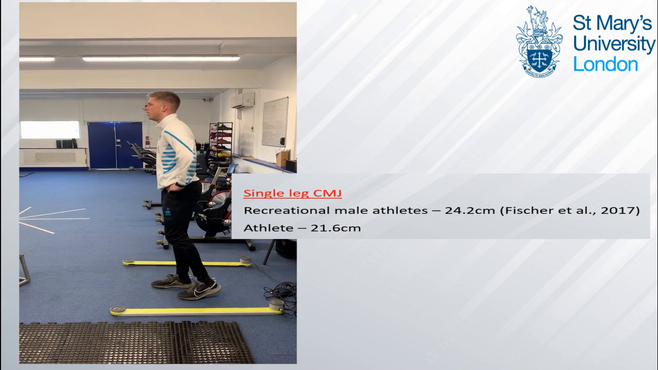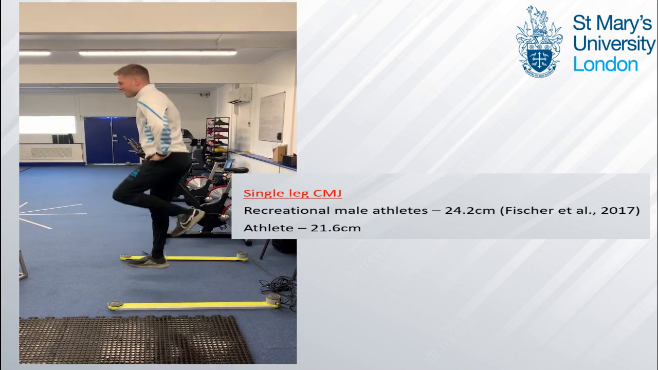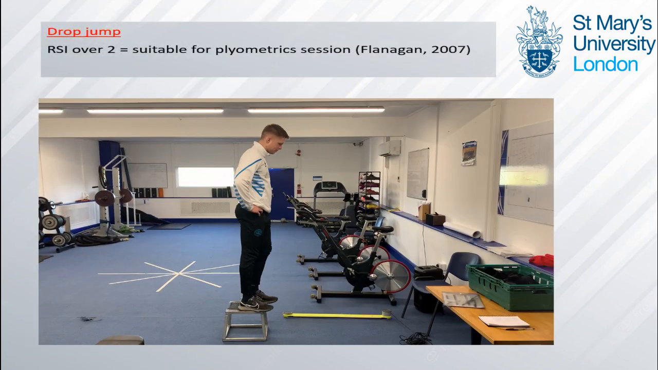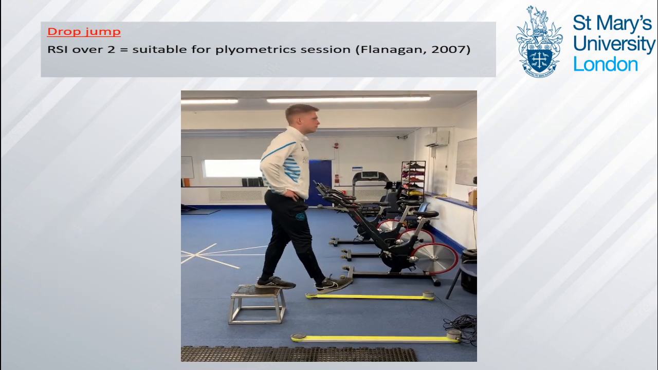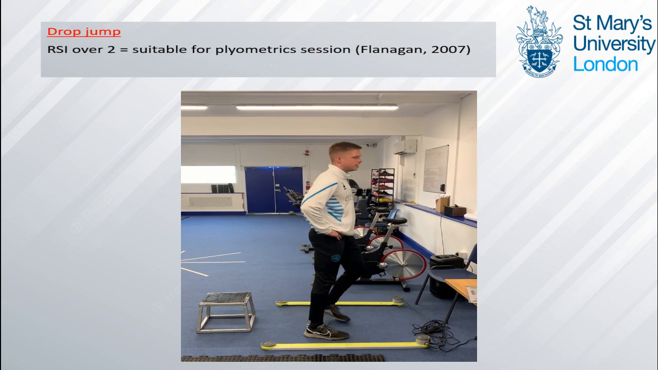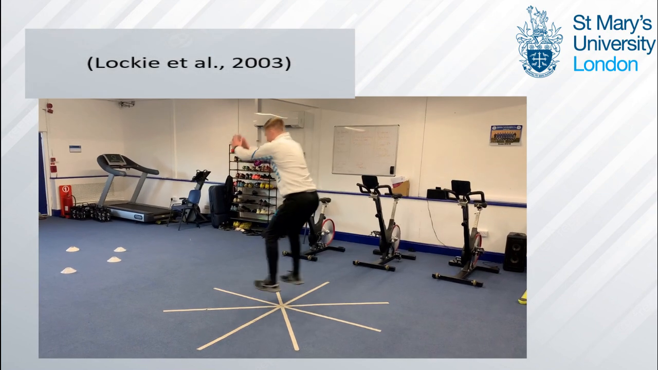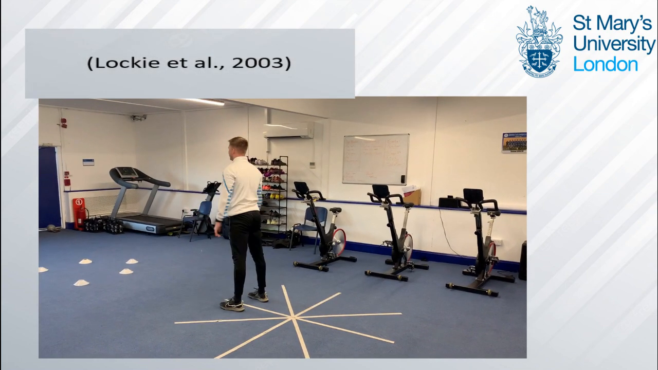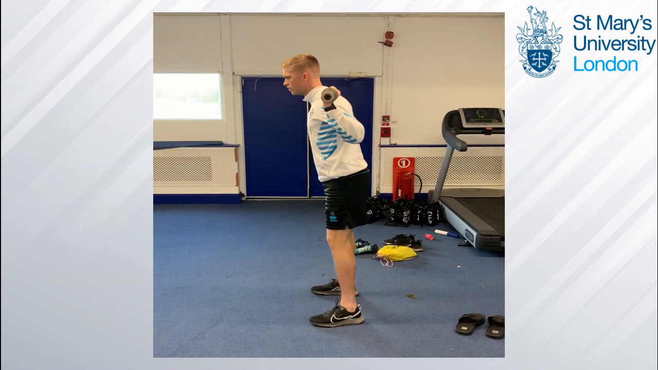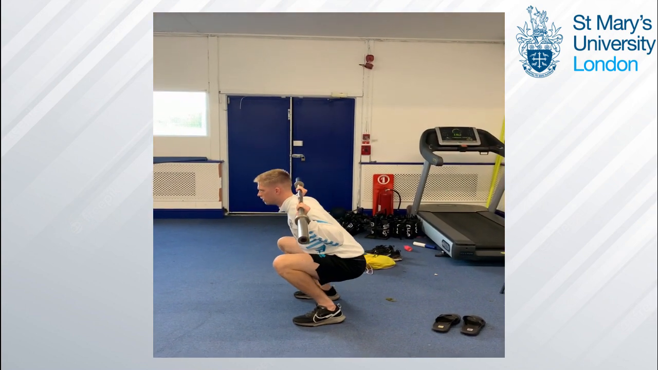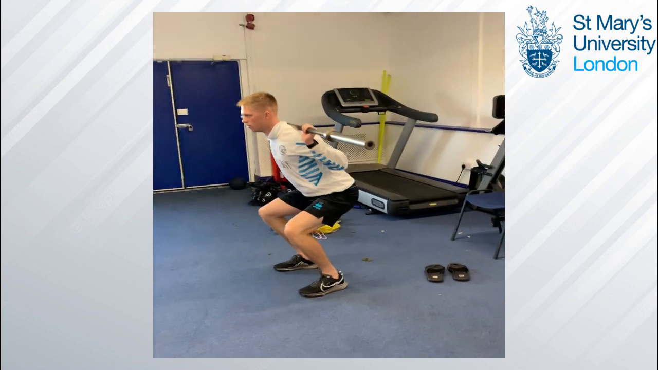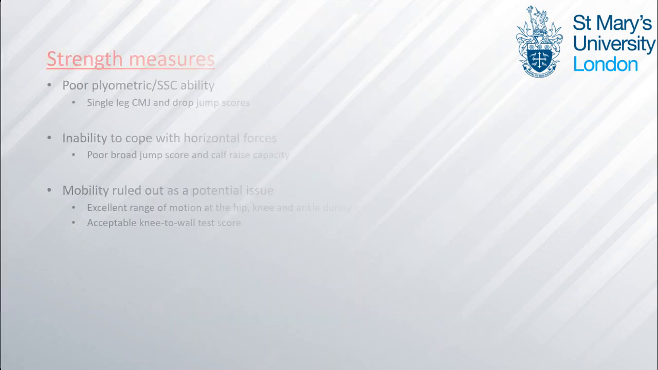I looked at single leg power, which showed to be below average to normative data. There was also a poor plyometric ability, as the athlete achieved a score of less than 2, which Flanagan argues means the athlete should focus on strength rather than plyos. A poor broad jump is also key, as Locke et al. highlight that horizontal power is linked to acceleration, therefore possibly showing an inability to cope with horizontal forces. The poor shin lean observed in the acceleration is not linked to ankle mobility, as the athlete demonstrates a full range of movement during squats.